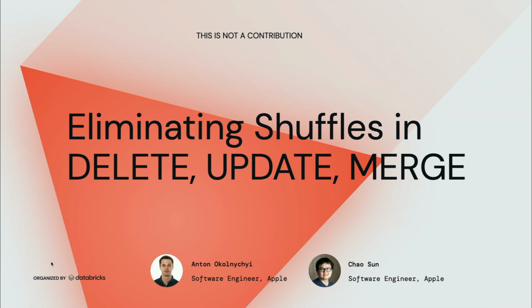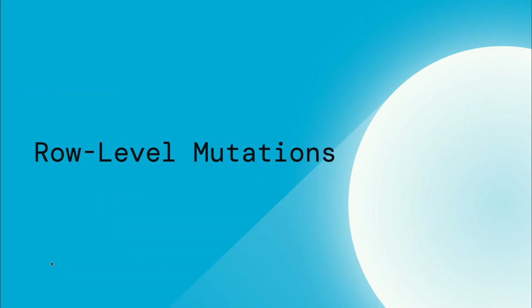In today's talk, we'll explain how you can enhance the performance of row-level operations by eliminating shuffles, which can drastically reduce the cost of your pipelines at scale.